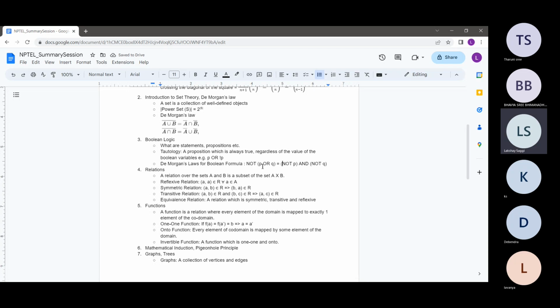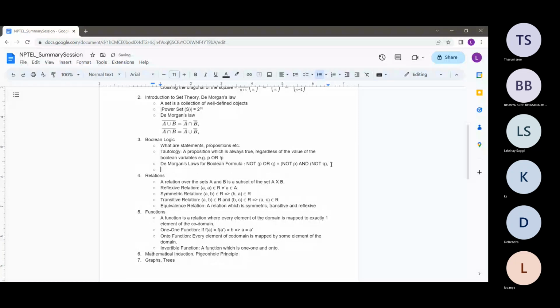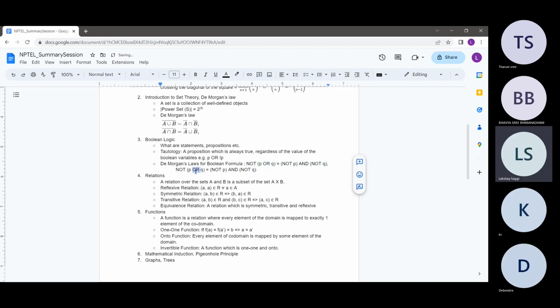So not of (P or Q) will just be like taking not of P, replacing P by not P, replacing Q by not Q, and replacing OR by an AND. So it will just be not P and not Q. Similarly, for not of (P and Q) also, it will just be not P or not Q.